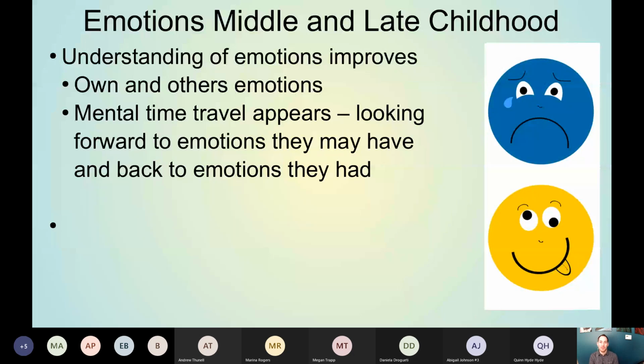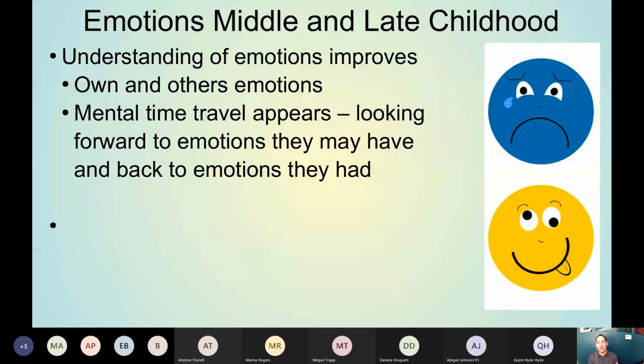So mental time travel appears as well. It sounds a lot cooler than it is. It's a really important skill though. So looking forward to emotions they might have. So, oh, I know my birthday is coming up. If my friend is able to come, I'm going to be so excited. But if my friend's not able to come to my party, I'm going to be really disappointed. And also looking back to emotions that they may have had. So when it rained and we weren't able to go on our hike, I was really sad or disappointed. That kind of capacity we start to be able to see.